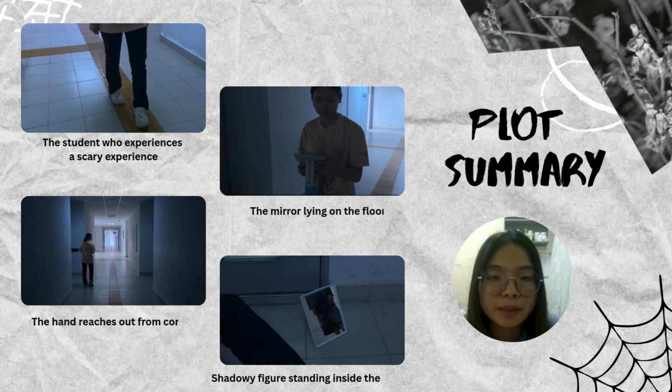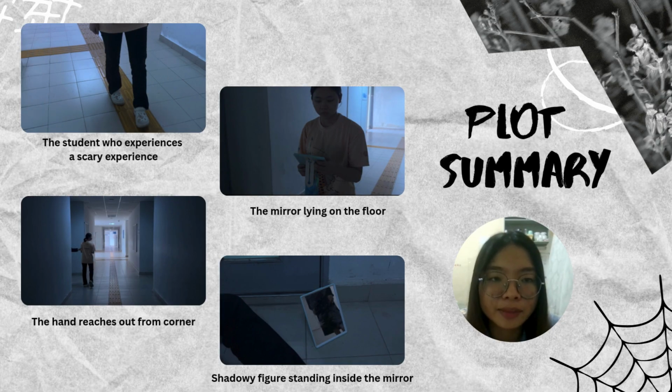So this story is about a student who had a scary experience in her school corridor. At the beginning, she is walking in a dark and empty corridor. The low light and shadow make it feel tense and creepy. The hallway looks kind of threatening, which immediately gives the audience a sense of fear and sets the mood for the horror scene. While walking alone, the student notices a mirror placed in the middle of the corridor.